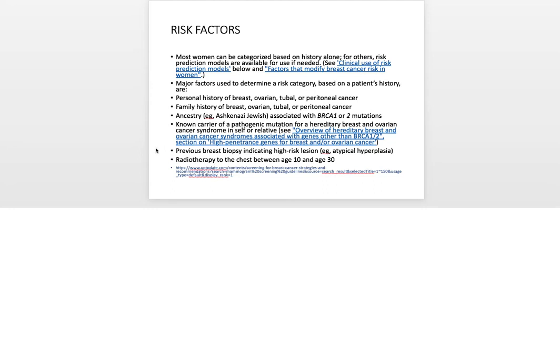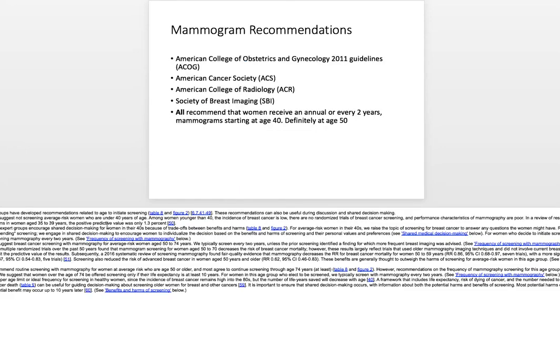Also, a previous breast biopsy with a high-risk lesion, and radiotherapy to the chest between ages 10 and 30. So you're radiating that area for a period of time when the breasts are most developmental. You're going to take those considerations into account, get a risk, and know where your patient falls. You could probably do this at the initial visit and just keep that in the chart, because not too much of this history is going to change unless someone tests positive for something while you're working this patient up.